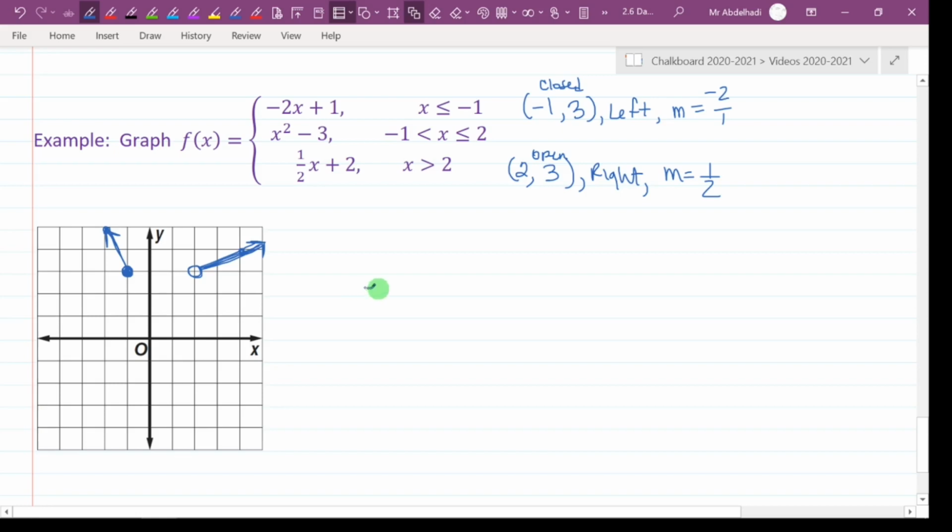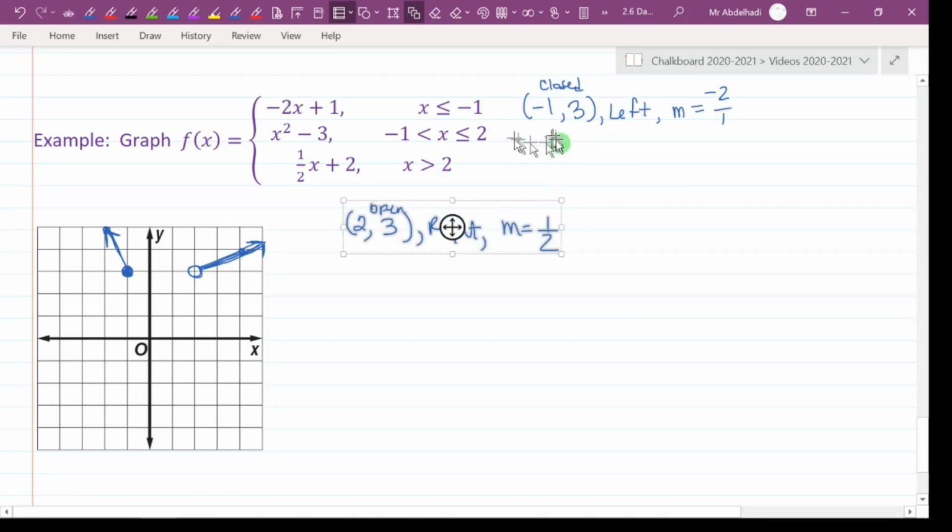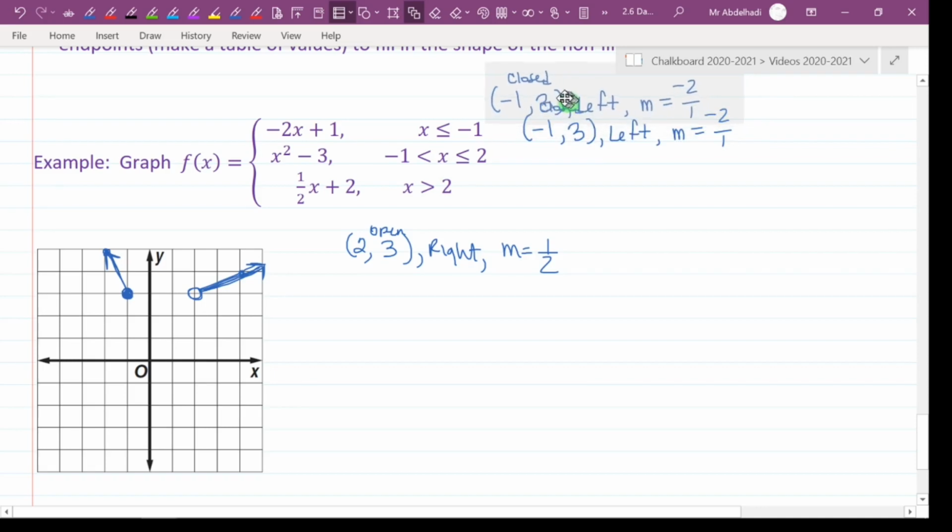Okay? Now, let's do the middle one. The middle one is a parabola. Let me just move this stuff out of the way here. Okay, for this middle part here, you have 2 endpoints. And just like you did for the line segment, you need to find your 2 endpoints. It doesn't matter that it's a parabola.